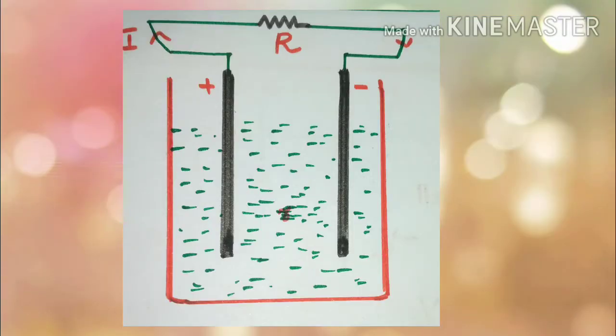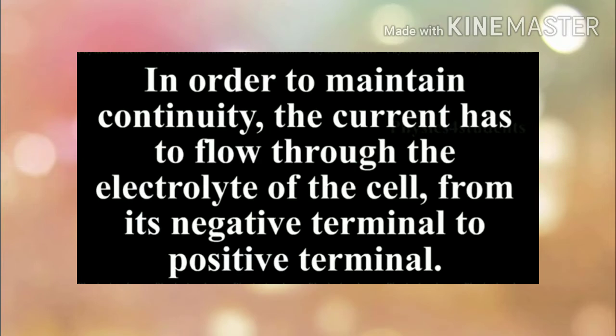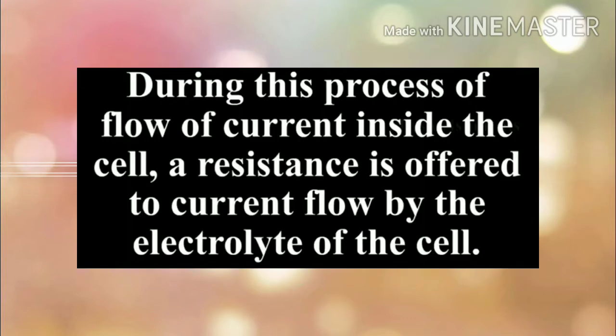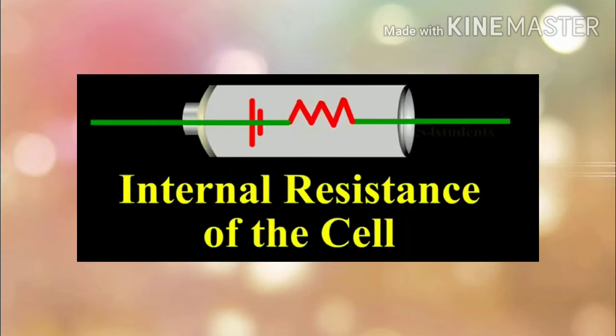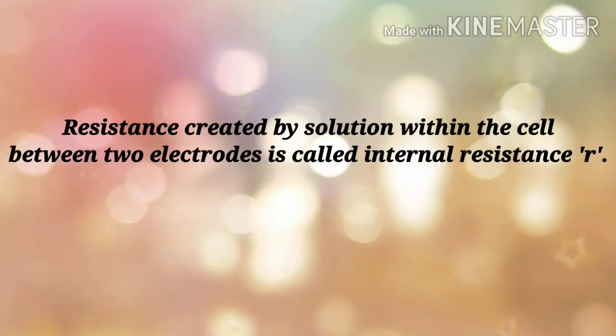Now, consider an electrolytic cell connected to an external resistance R, so that current flows from positive to negative terminal externally. In order to maintain continuity, the current has to flow through the electrolyte of the cell from negative terminal to positive terminal, and externally it is moving from positive to negative. During this process of current flow inside the cell, a resistance is offered to current flow by the electrolyte of the cell, and the resistance offered by the electrolyte of the cell is what is called internal resistance. Thus, internal resistance is the resistance created by the solution within the cell between the two electrodes.